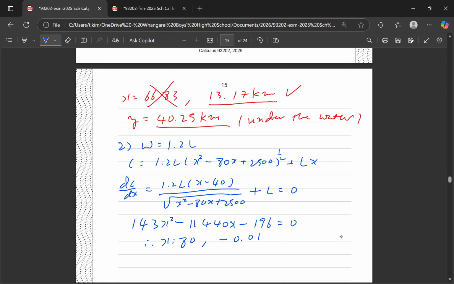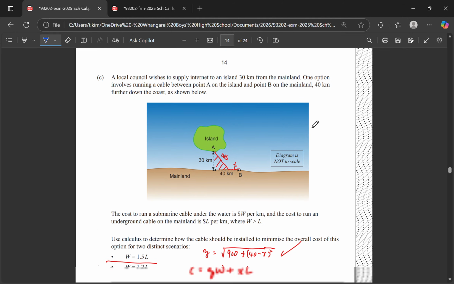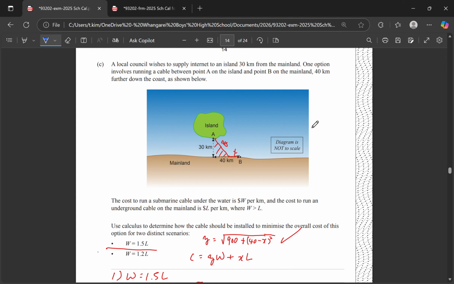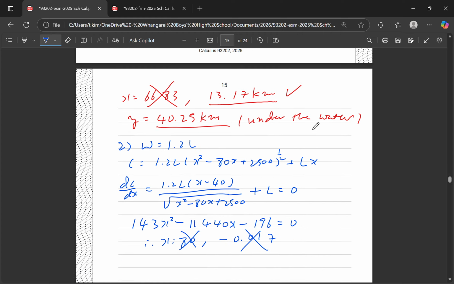When you use a calculator to find x, you will have x equals 80 or minus 0.017. Both are wrong answers. It can't be. So hence there is no answer for y, I believe. Because x can't be 80, neither a negative number. So we don't have to check.